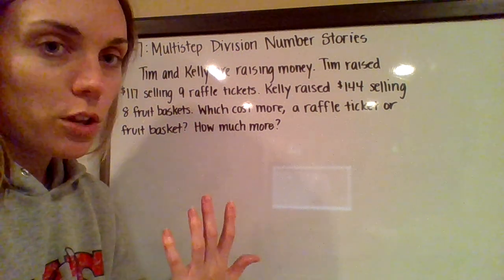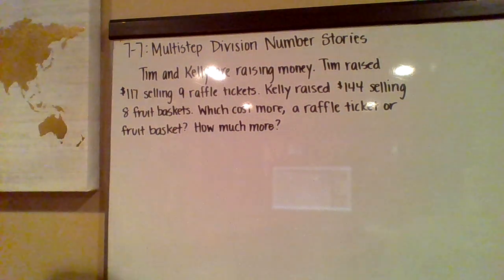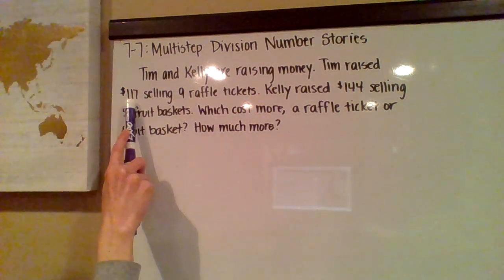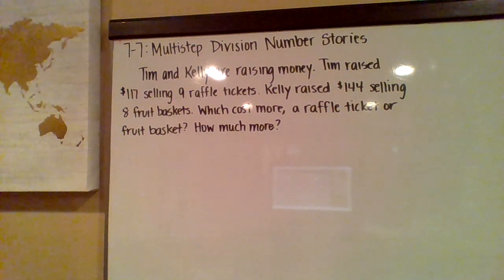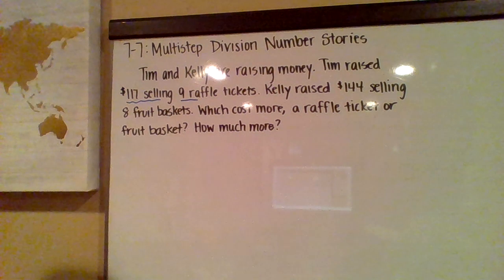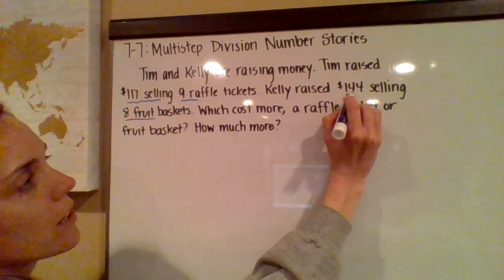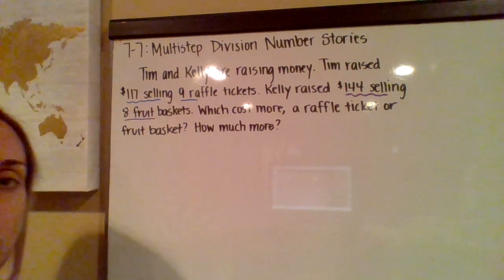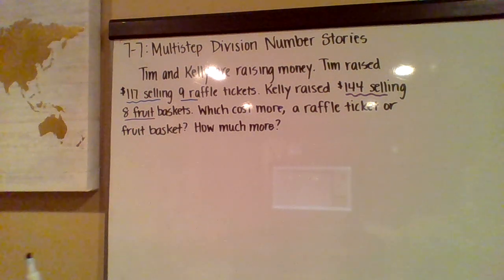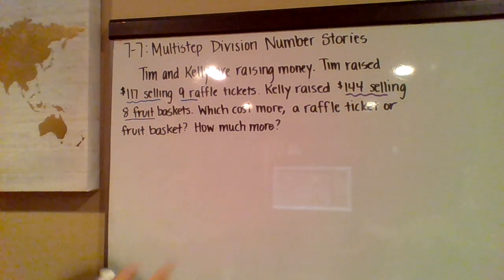This is going to be one of those problems that we could run into. So it says, Tim and Kelly are raising money. Tim raised $117 selling 9 raffle tickets. So 9 raffle tickets in total were $117, all 9 of them if you put it together. Kelly raised $144 selling 8 fruit baskets. So 8 fruit baskets all together cost $144. So that's how much she raised. Which costs more, 1 raffle ticket or 1 fruit basket, and how much more?